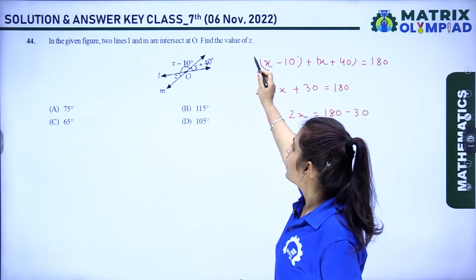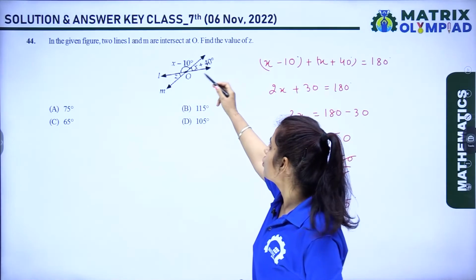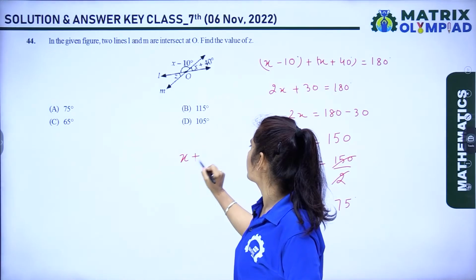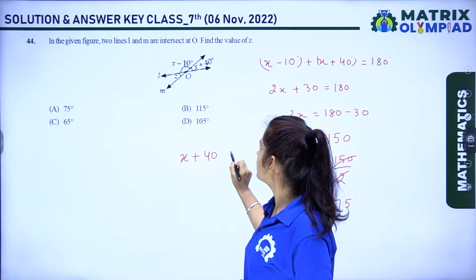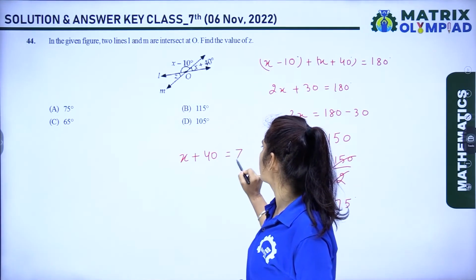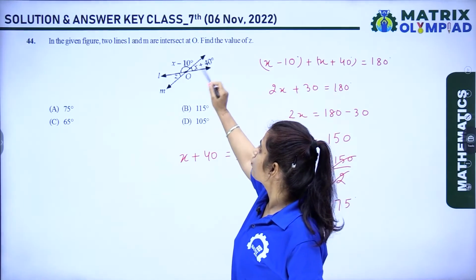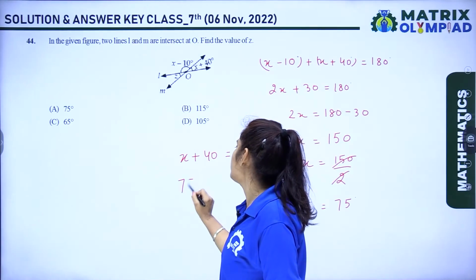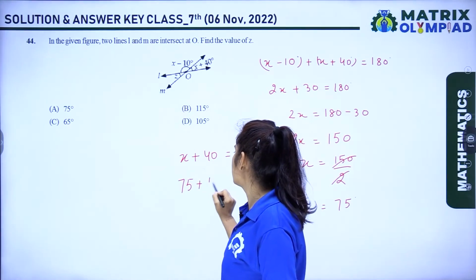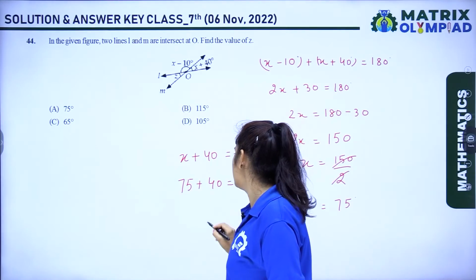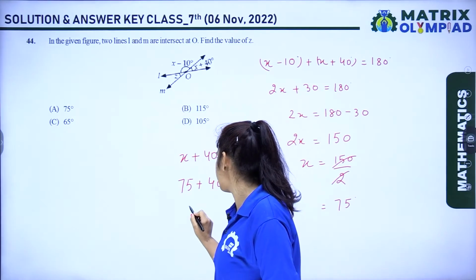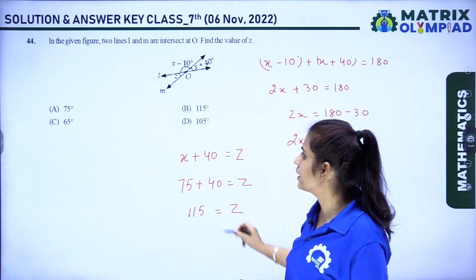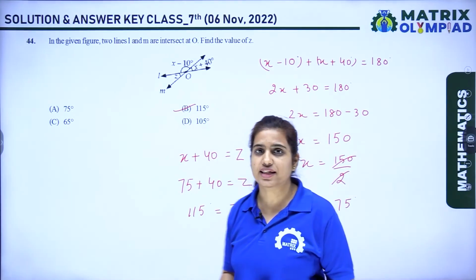Now we have to find out the value of z here. So here 75 is the value of x. x plus 40 is equal to z, as x plus 40 and z are vertically opposite angles. So here we are going to put the value of 75 in place of x. 75 plus 40 is equal to z. So after calculation, we get 115 degrees, that is the value of z. So option B is the correct answer.